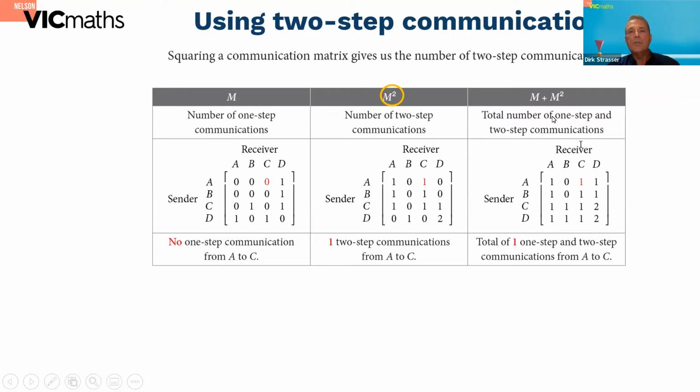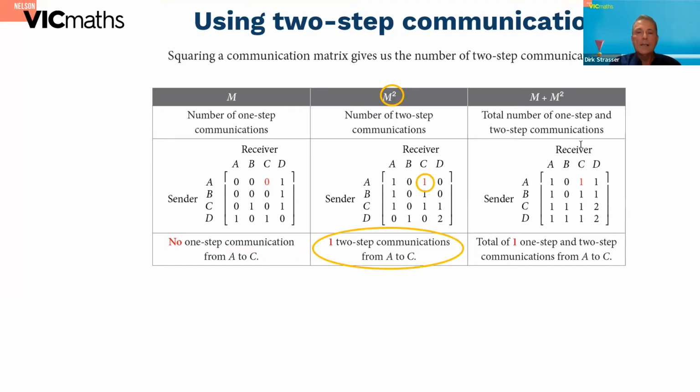If you add M and M squared together, you get all the 1- and 2-step communications. So it's all those ways that can be done. You've got to ignore the leading diagonal in these though, because it's meaningless. For example, with M squared here to say A can communicate with itself via someone else one way, it's true, but it doesn't really help any practical problem.